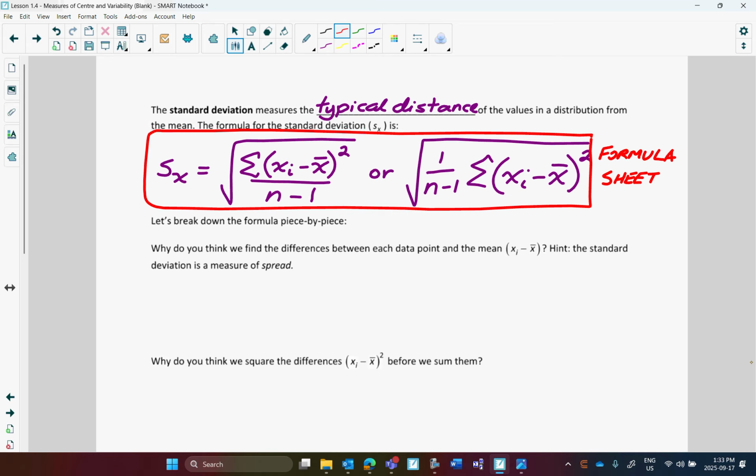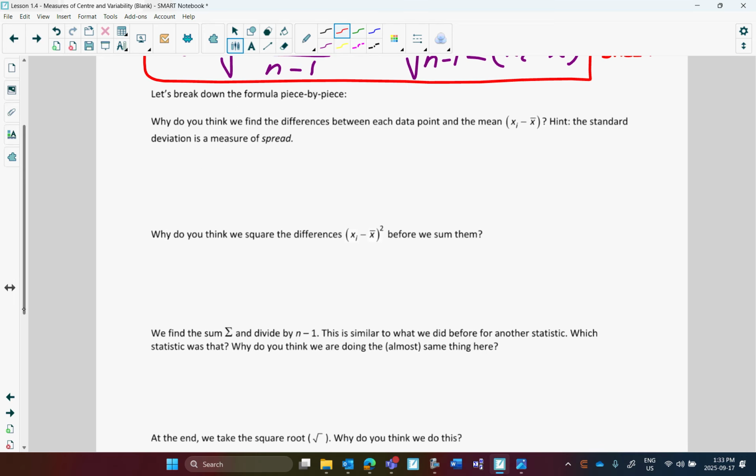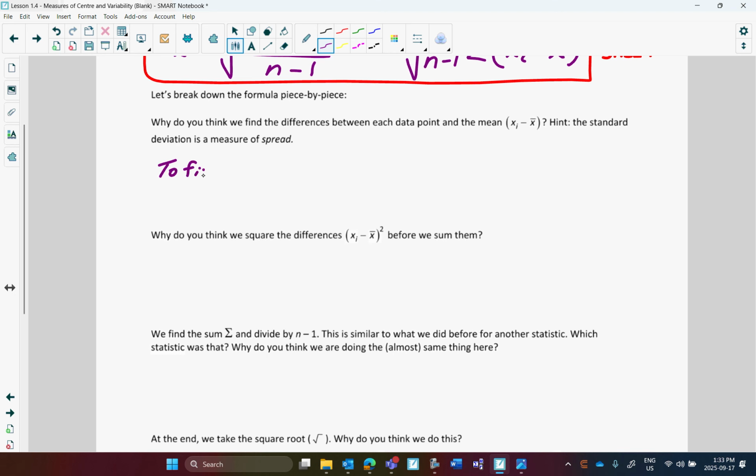I basically broke this down already. So what do we find? The differences between each data point and the mean. Find out how spread out each data value is from the center.